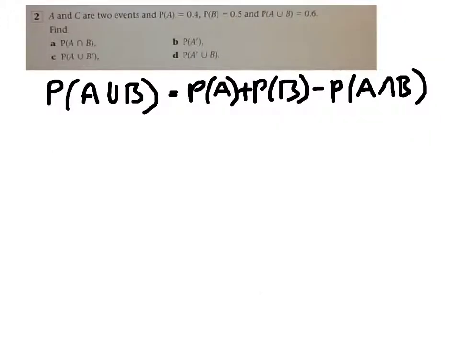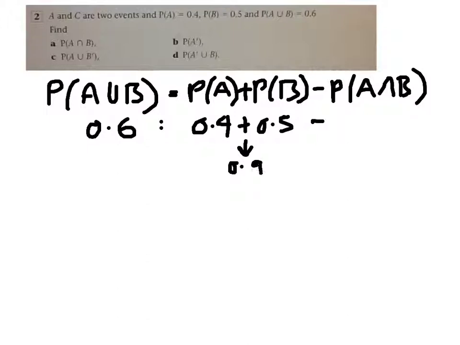Okay, question 2. For the first question, we've got to find the probability of A intersection B. So I write out my formula and put in what I've been given. A or B is 0.6, and this is going to equal the probability of A, which is 0.4, plus the probability of B, which is 0.5, which comes to 0.9. Since these are going to be equal, our overlap must be 0.3. So the answer to the first question is 0.3.